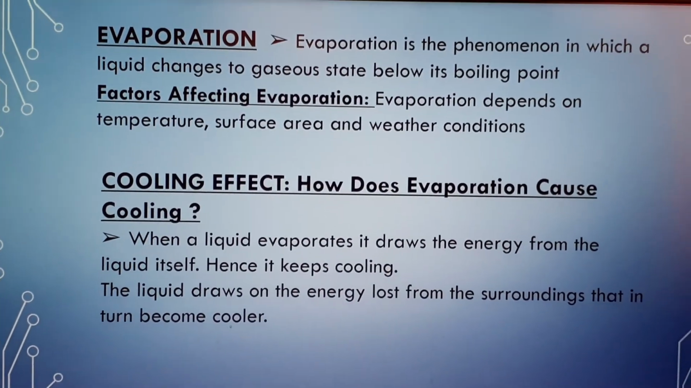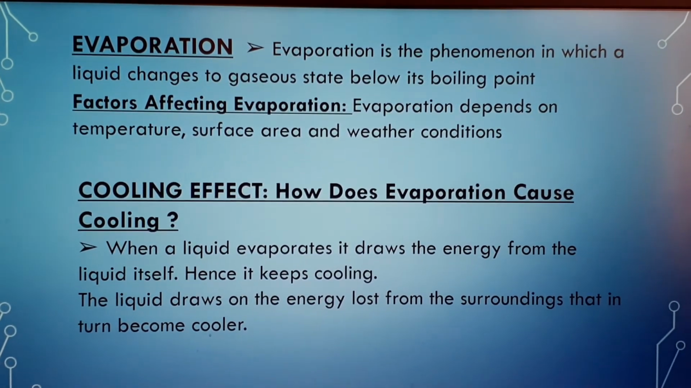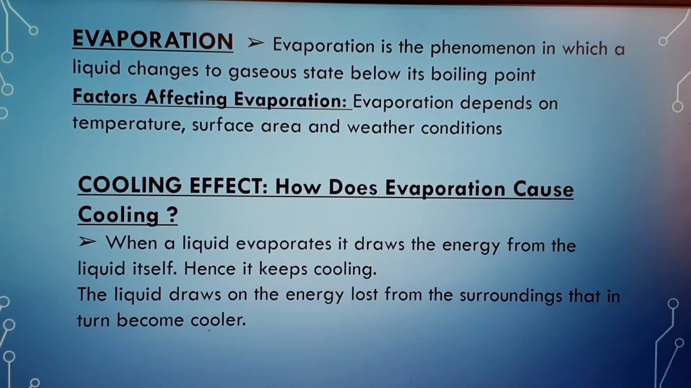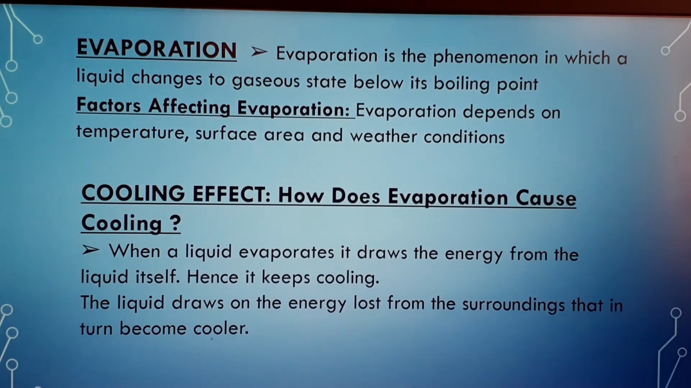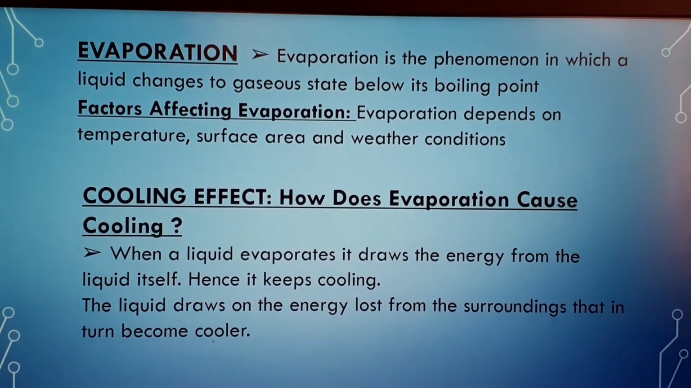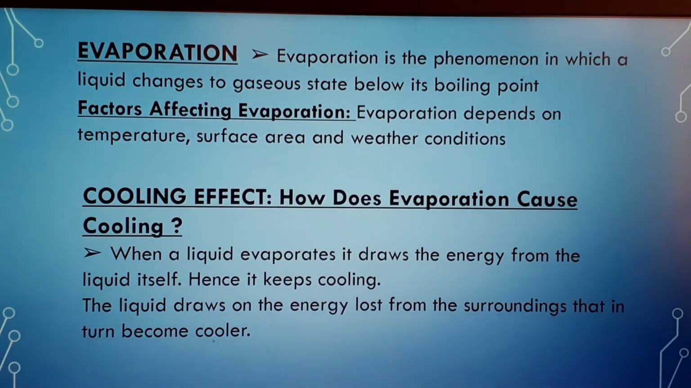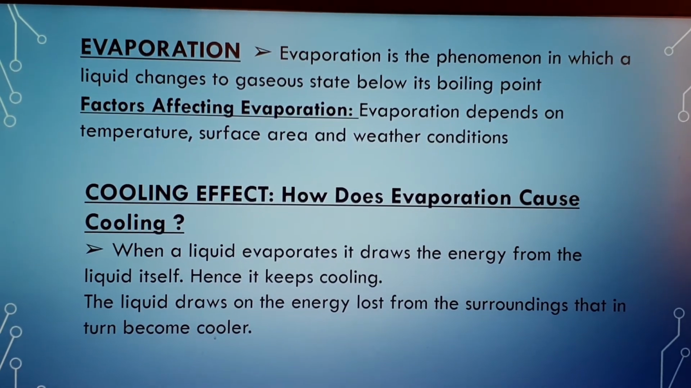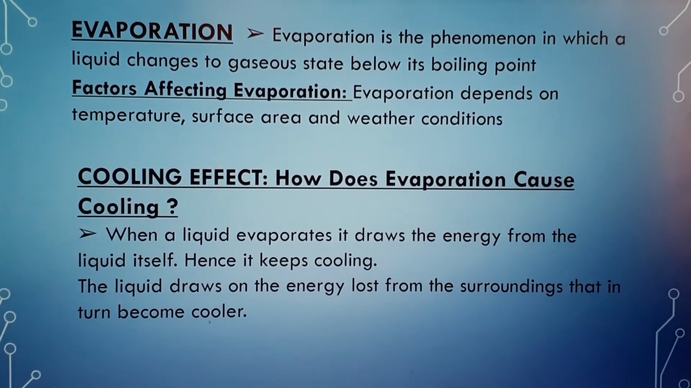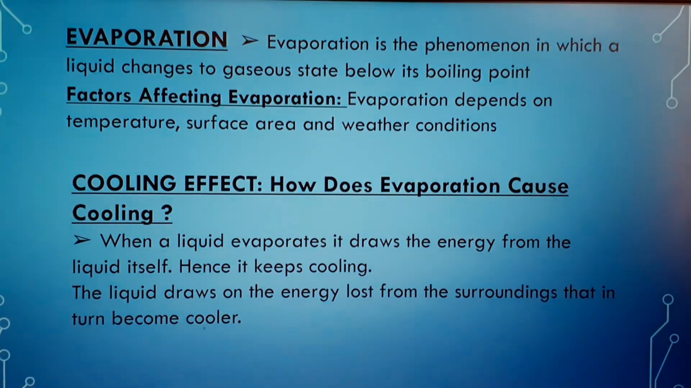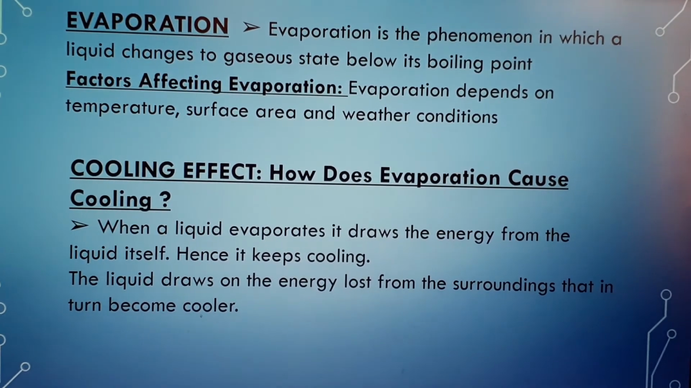Next one, evaporation. Evaporation is the phenomenon in which a liquid changes into gaseous state below its boiling point. See here, I have to mention boiling also. So what is the difference between boiling and evaporation? Evaporation takes place at all temperatures. For example, 30 degrees Celsius, 40 degrees Celsius, 50 degrees Celsius, at all temperatures evaporation takes place. Whereas boiling takes place only at 100 degrees Celsius. This is the first difference. Then again, the surface area.